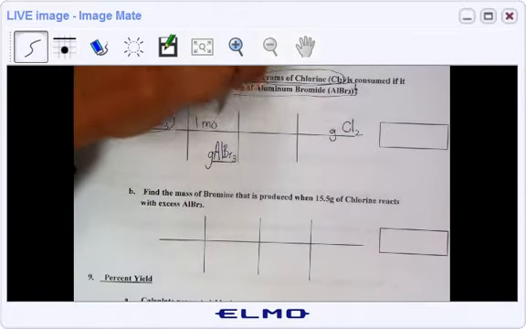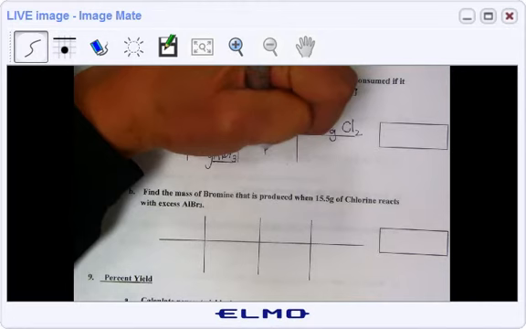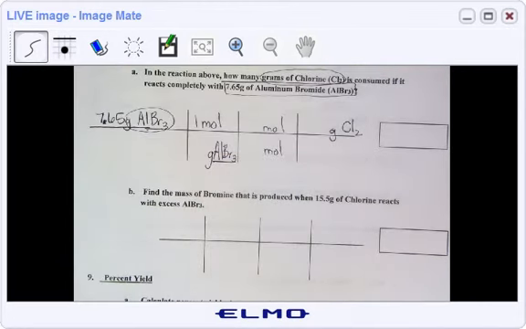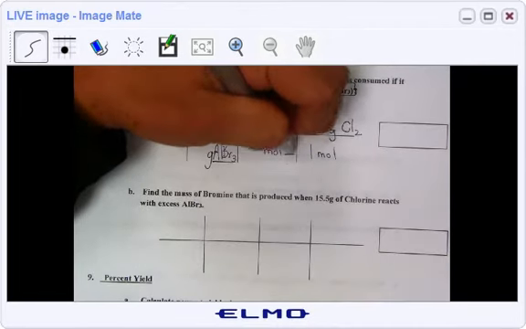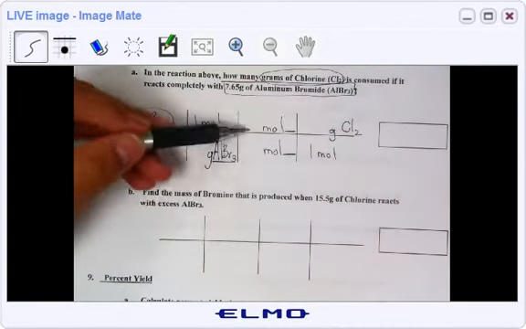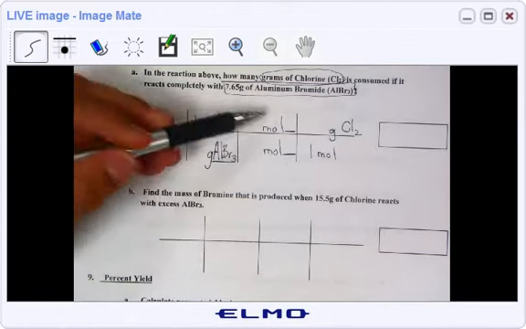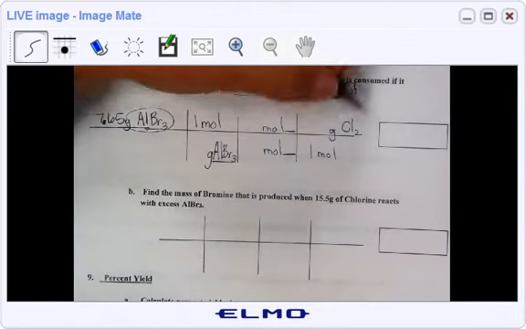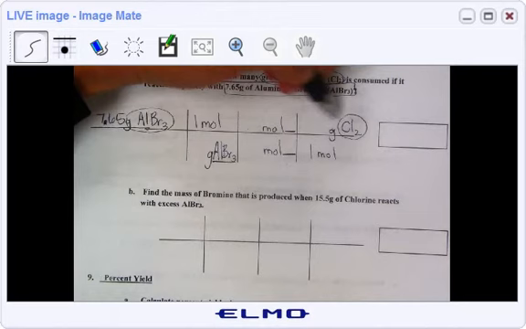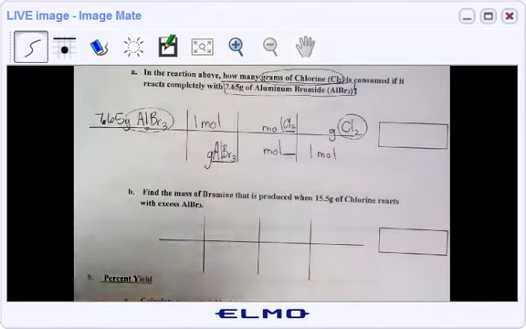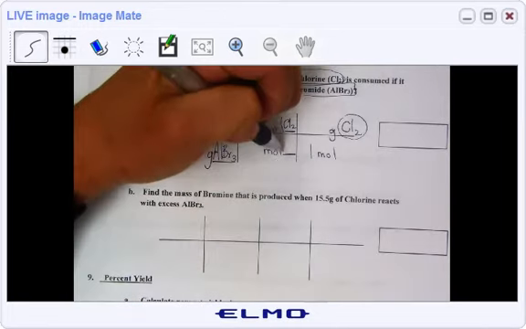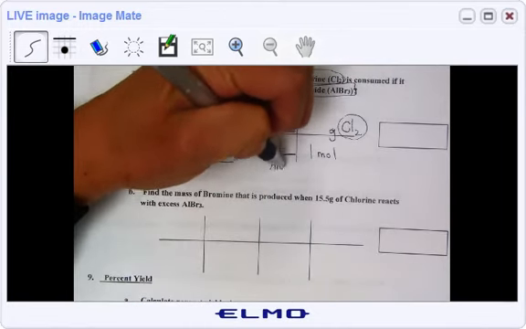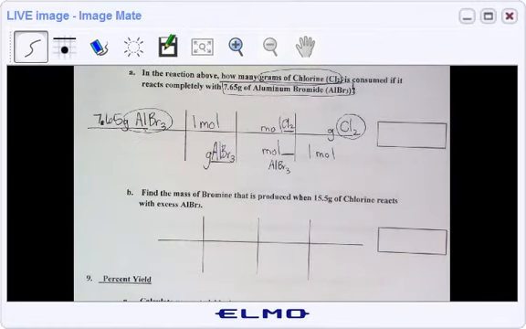One mole goes on top, mole, mole goes here, and then 1 mole goes here. We do need to know moles of what, though, for these 2 boxes only. Your unknown is what goes on the top, what you're looking for. We said we were looking for Cl2. What you do already know, what you were given, goes here, which is AlBr3. Okay?